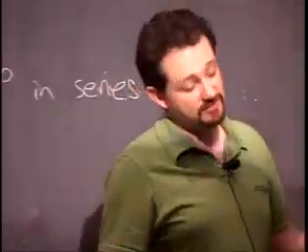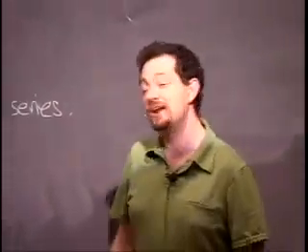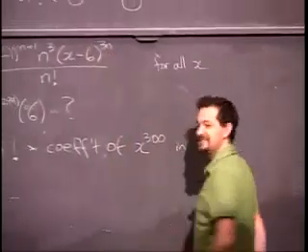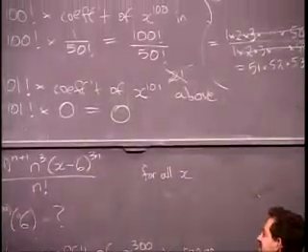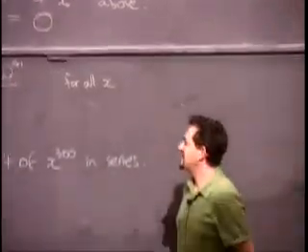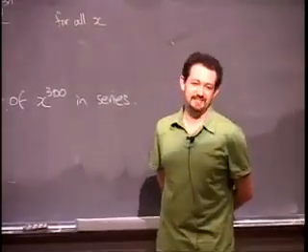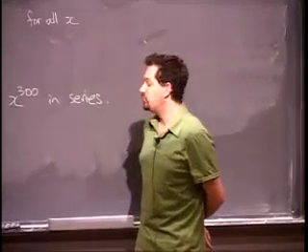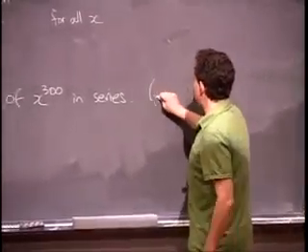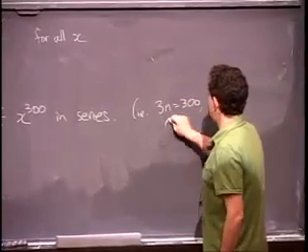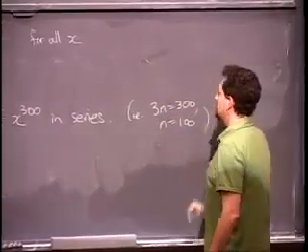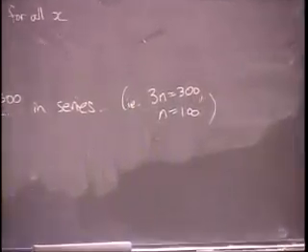Now, here's where you've got to be careful of your n's. If you plug in n equals 300 in there, which is definitely a term, what power will you actually get? You'll get 900. So, which value of n do we actually need to get 300? You need 100. So, i.e., 3n equals 300. So n equals 100.